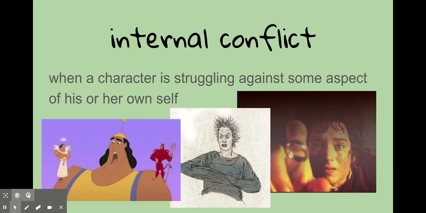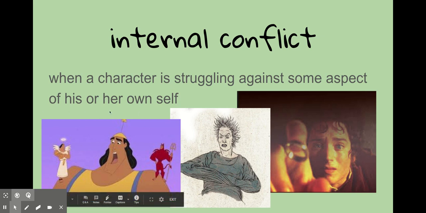Internal conflicts, on the other hand, are when the character has some problem inside themselves. So perhaps they are struggling to make a decision, or they're struggling to do the right thing. They're tempted to do the wrong thing. Thus, we get this common stereotype here of the good angel and the devil on the shoulder. The character has to choose. But that's an external way of expressing an internal problem that the character is having.